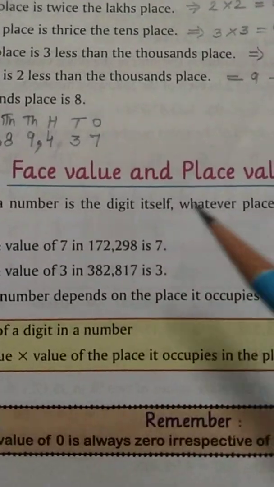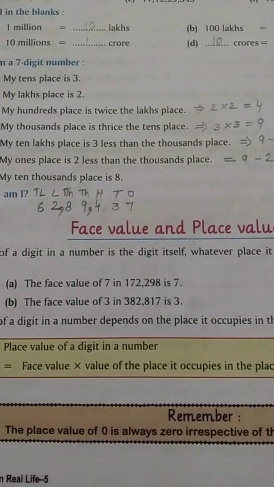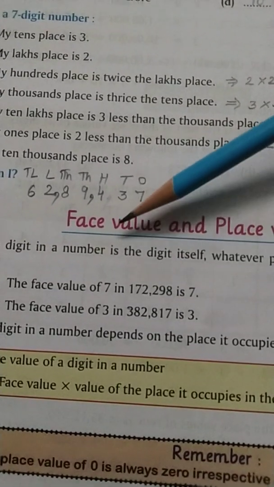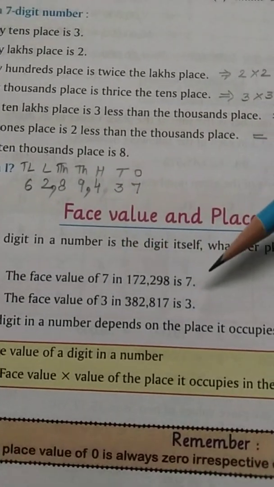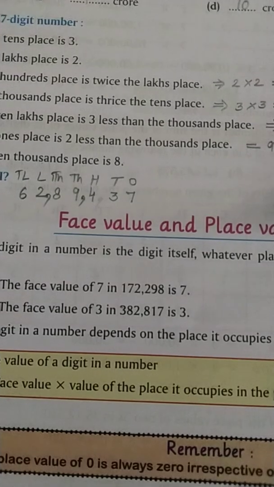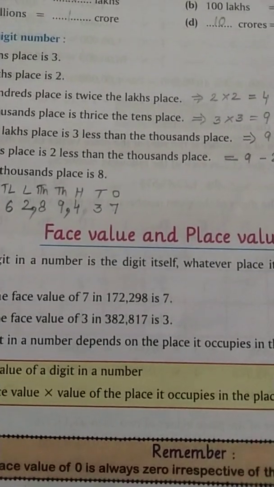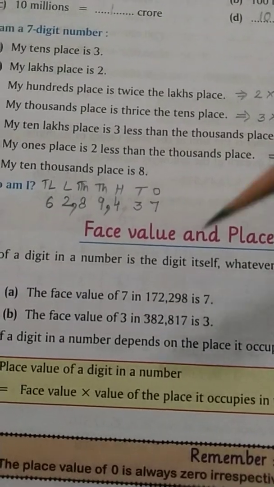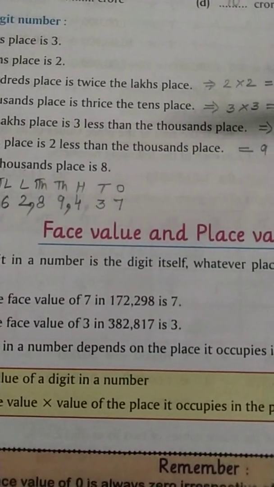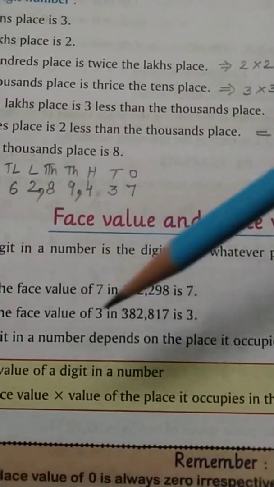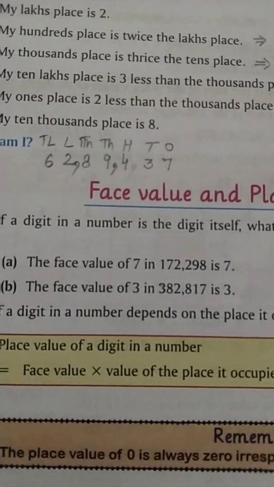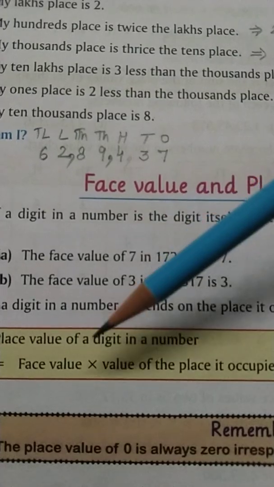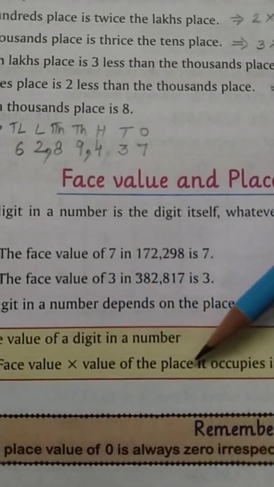Now the next topic is face value and place value. Kids, always remember, face value is exactly the number what it is. If it is 7, it will remain 7. If it is 0, it will remain 0. If it is 5, 4, 8, any number it is, it will remain the same. The face value means what it looks like. Its face. Now the place value is the place and the face value. It is how many times? Place value of a digit in a number is equal to face value multiplied by the value of the place.